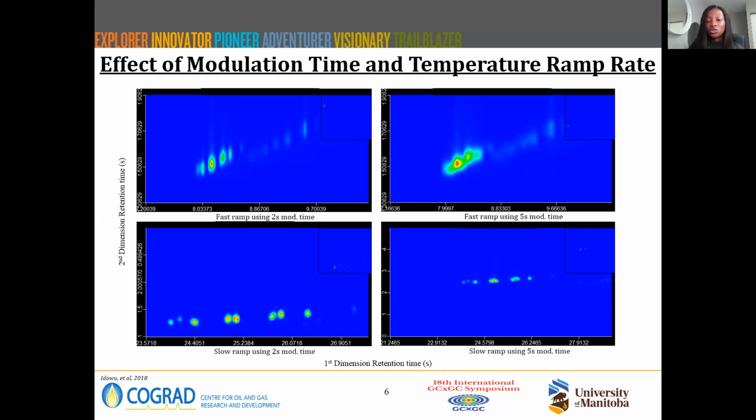or in ecotoxicology assessment. On the top panels, I have the fast ramp in 2 seconds modulation time and in 5 seconds modulation time. The bottom panels show the slow ramp in 2 seconds modulation time and in 5 seconds modulation time. And as I'm showing here, the slow ramp at 2 seconds modulation time gives rise to individual separation. And in this case, this is a C2 naphthalene from a coal sample.